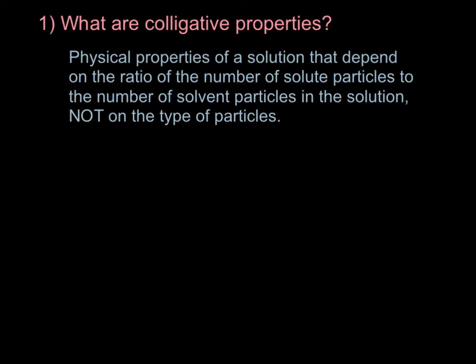All right, so what is a colligative property? A colligative property is a physical property of a solution that depends on the ratio of the number of solute particles to the number of solvent particles in the solution, not on the type of particles. What I mean by this is that a colligative property is a property of a solution that can be altered or changed by changing the concentration of that solution.